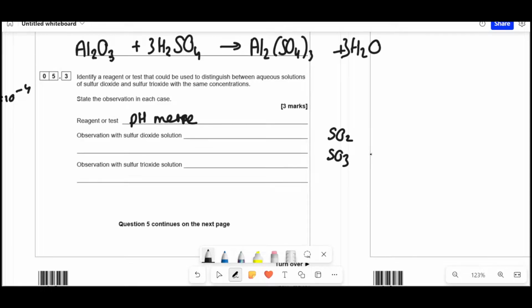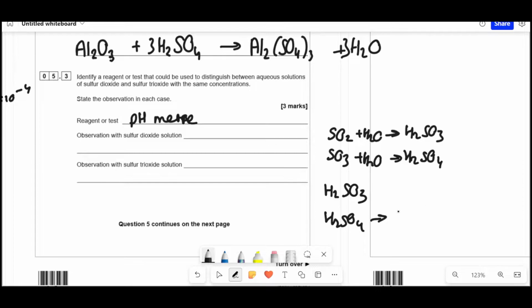So we need to think about what's happening when you've got these solutions of it. When you have a solution of sulfur dioxide, you're adding H2O. It forms sulfurous acid, H2SO3. And when you've got SO3 and H2O, you're making sulfuric acid, H2SO4. So if we just take these acids and have a look at what's going on, H2SO3, H2SO4. We know that H2SO4 will dissociate into 2H+ and SO4 2-, and H2SO3 will dissociate into 2H+ and SO3 2-.